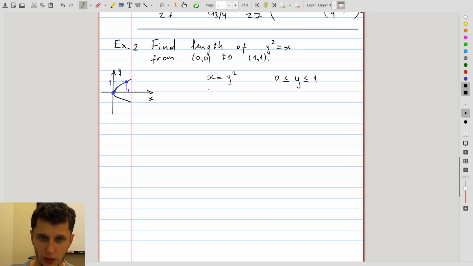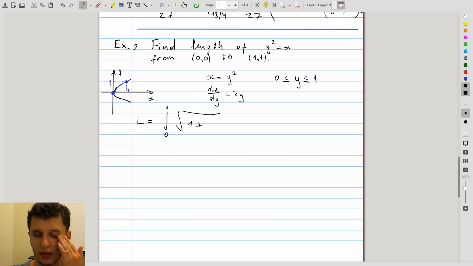Okay, so this is relatively manageable, so let's see what we have. x prime, that is to say dx over dy, is simply 2y, and our integral can now be set up. So we integrate from 0 to 1 the square root of 1 plus the derivative squared. So that is 1 plus 4y squared, and integration occurs in dy. Right, and so this here is now an integral that requires trig substitution. So we're going to do just that.